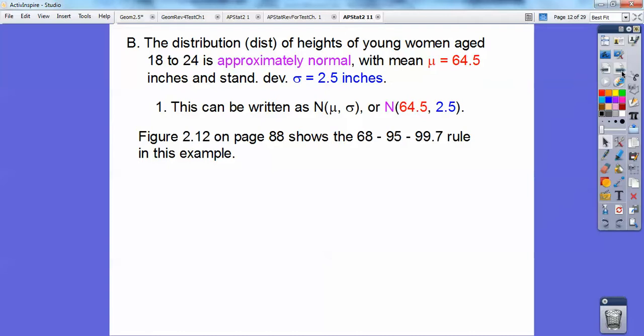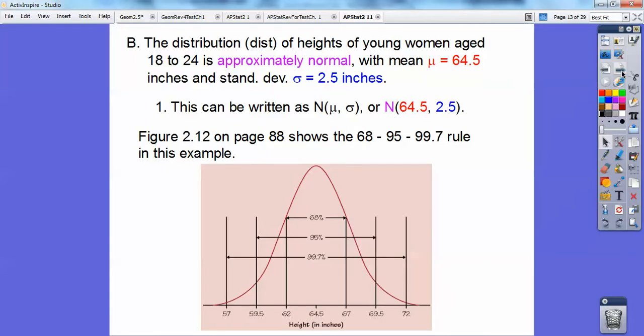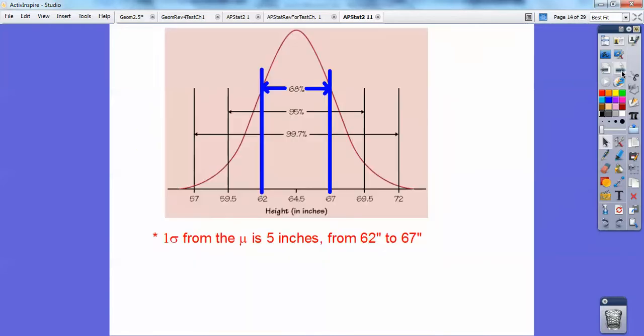So let me show you what I'm talking about here. Check it out, you guys. Did I do it on that side? I did. Okay, right there. Here's within one standard deviation of the mean. The mean, remember, was 64.5, and the standard deviation was 2.5. If I took off 2.5 that way, 64.5 minus 2.5 is 62, and then added 2.5 that way gets me 67. So within one standard deviation to the left and to the right, that's 68% of the data.